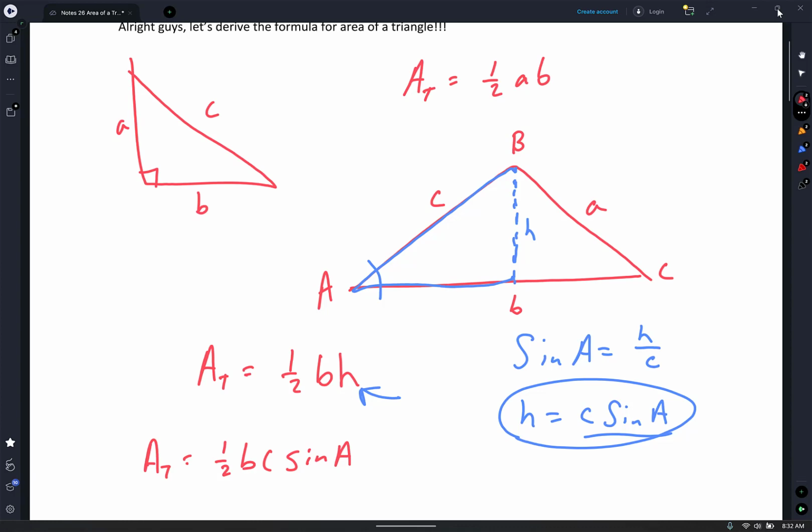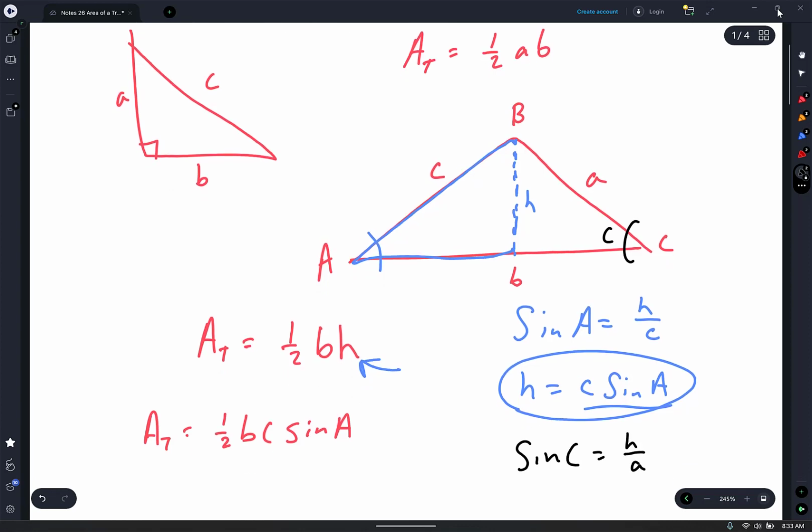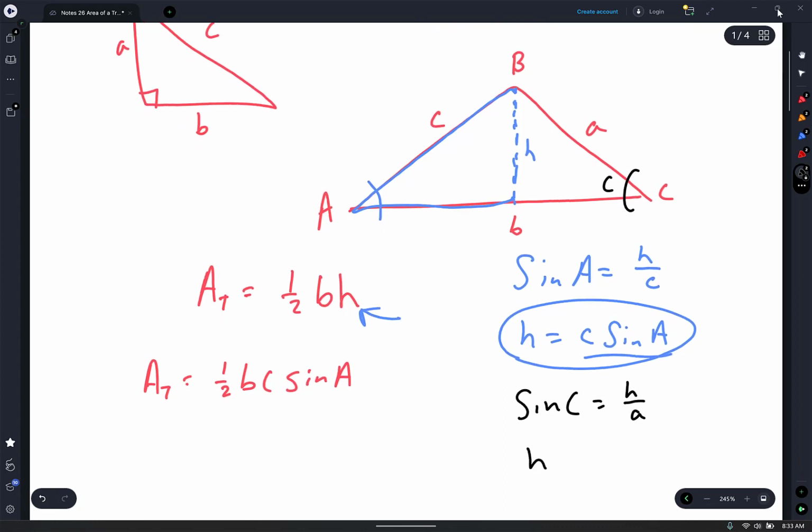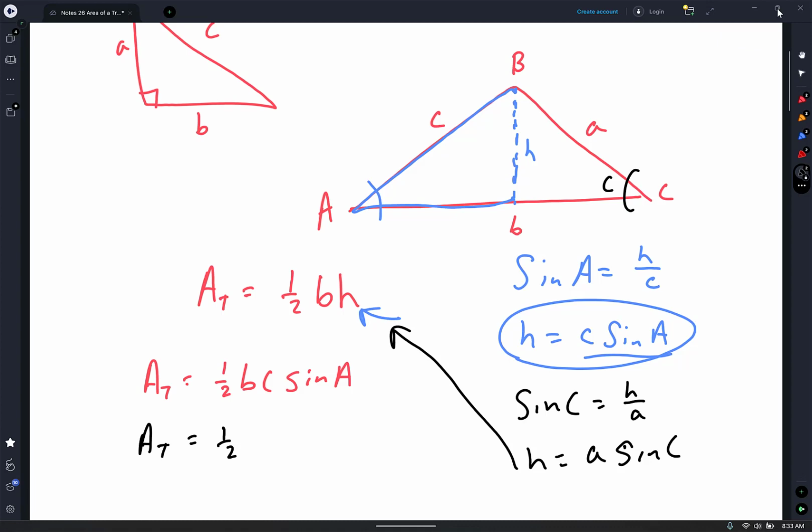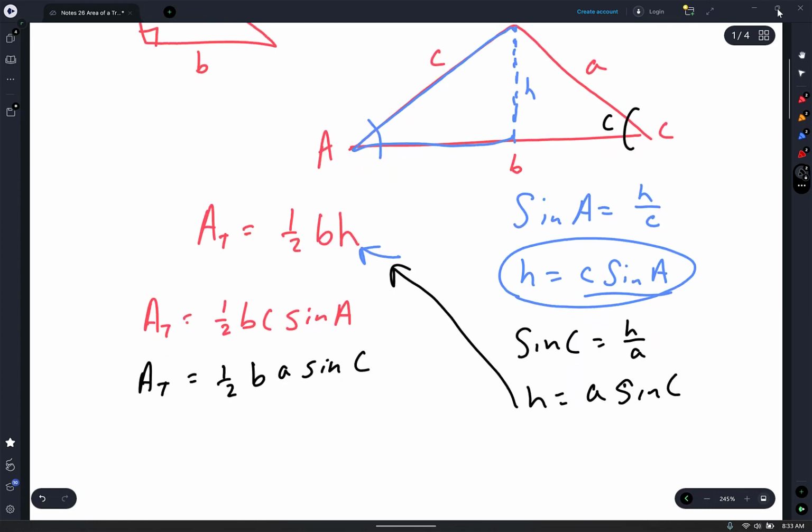That's not the only one. There's so many formulas we can use. It has to be side angle side. So what if I used this angle here, angle C? Well, if I use that one, I could say sine of C equals H over A, times A, and I can get H equals A sine C. And then look, if I replace it in there again, I have area of triangle is 1/2, I'll put the B first, BA sine C, and usually you want to have it in alphabetical order, guys. So we're going to write area of this triangle is 1/2 AB sine C.